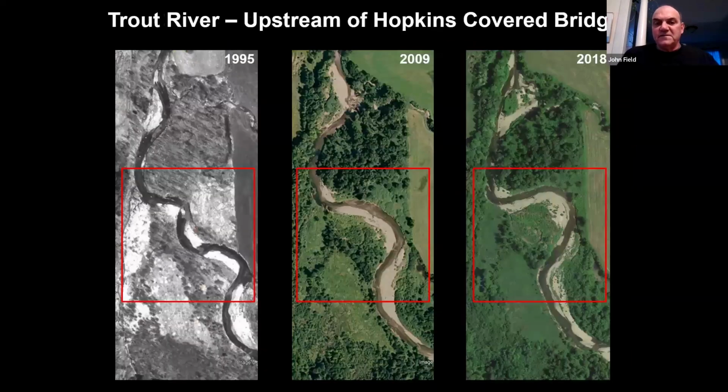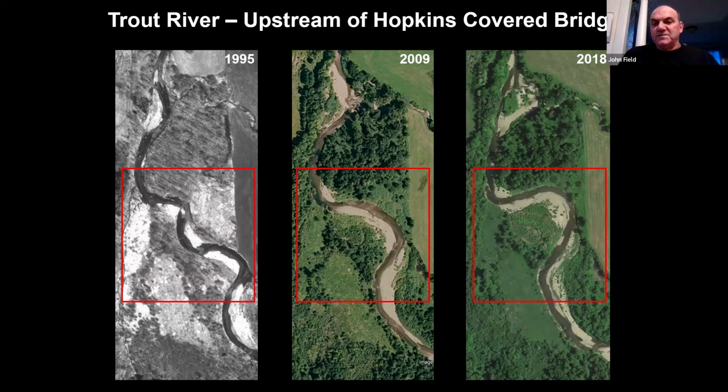The same can be said of the Trout River, where the meanders are moving and migrating over a much shorter time scale in this series of aerial photographs. But similarly, the meandering planform seems relatively consistent, although some changes in shape and certainly changes in position.